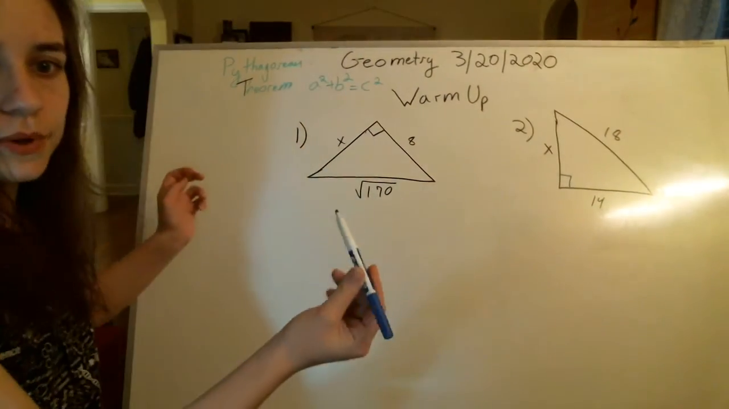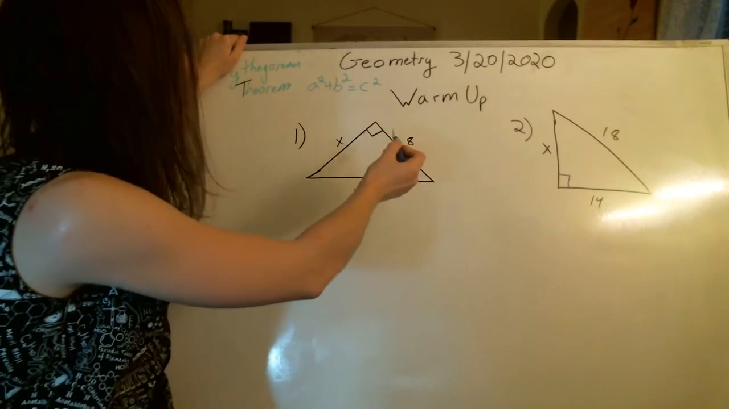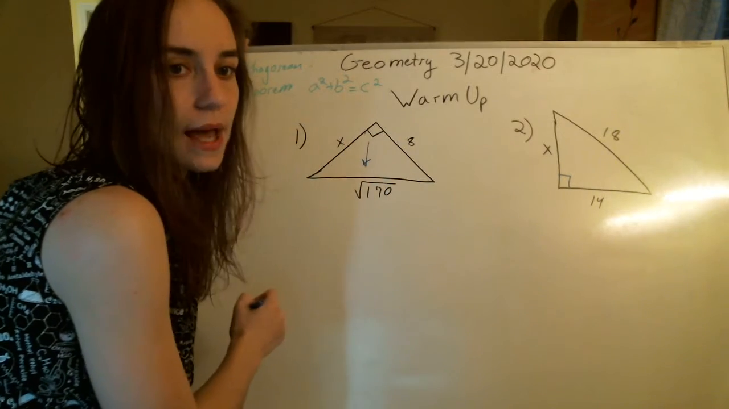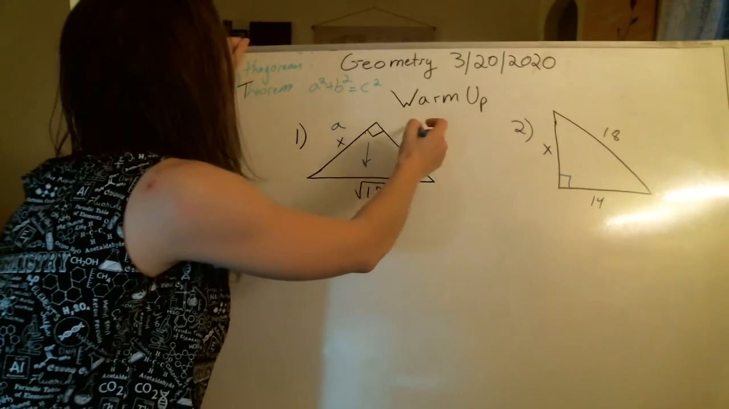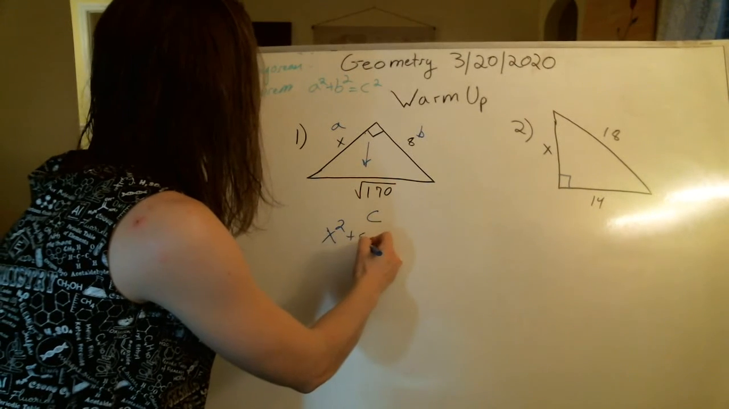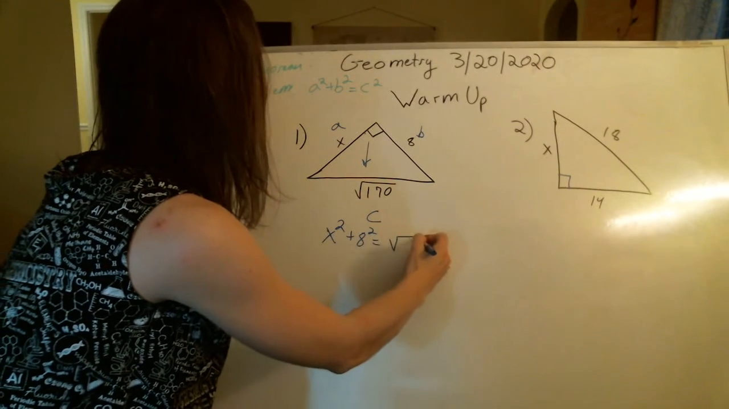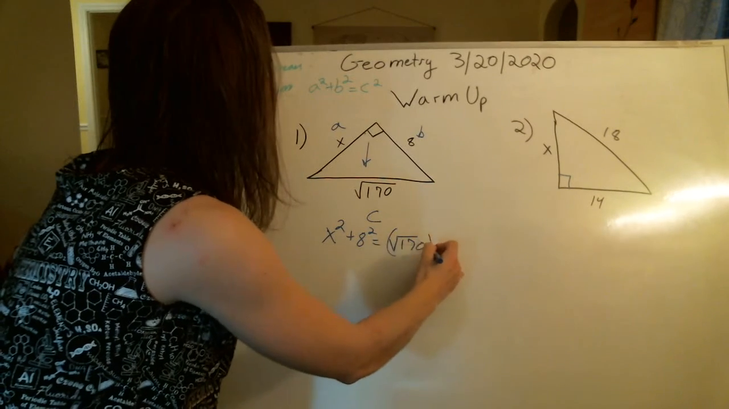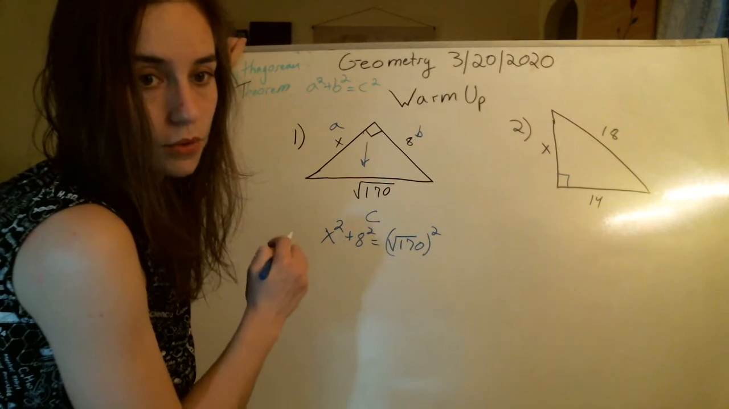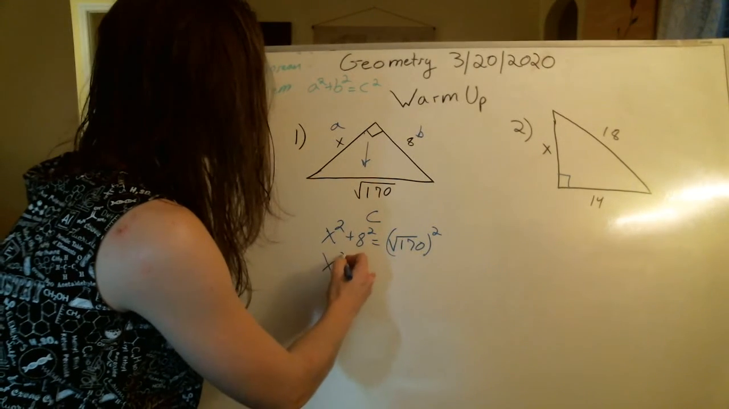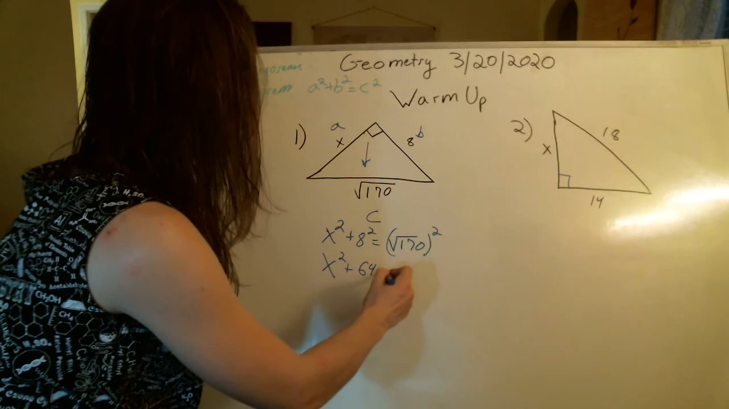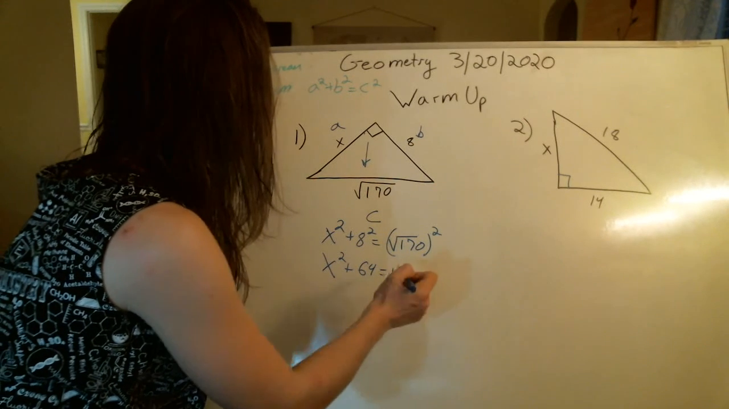Alright, so here's our first one. We've got x for one leg, 8 for the other leg, and this is across the right angle, so it's the hypotenuse. So we're going to call this one A, B, and C. So our x squared plus 8 squared equals the square root of 170 squared. Now again, if we square a square root, the square root goes away and it leaves us with just the number. So x squared plus 64 equals 170.